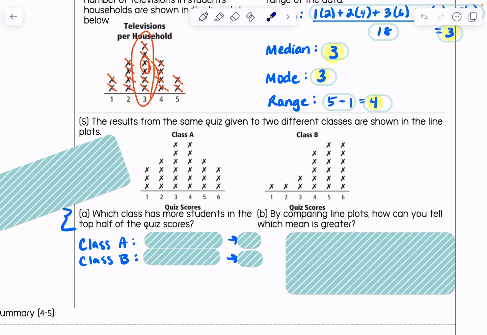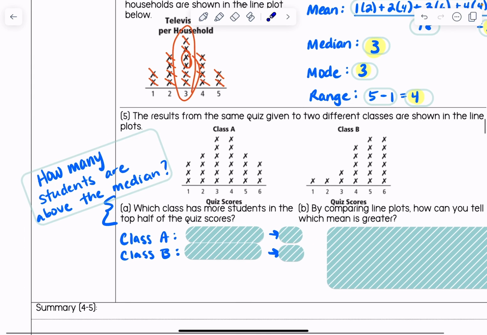Okay, the results from the same quiz given to 2 different classes are shown in the line plots. Which class has more students in the top half of the quiz scores? Again, this one is difficult to grasp. We want to think, how many students are above the median? Because the median is the middle value. That's going to separate the top half of the class from the bottom half of the class.